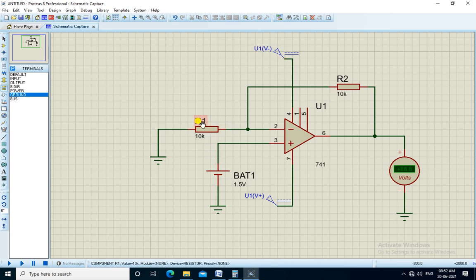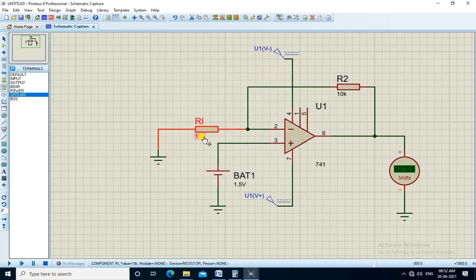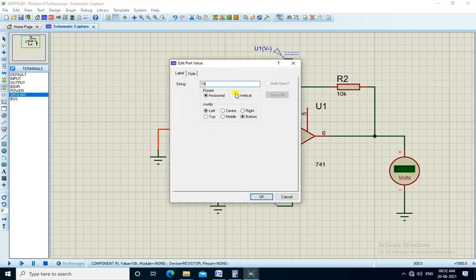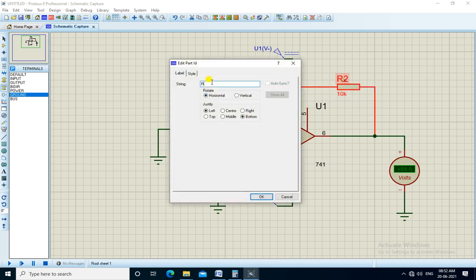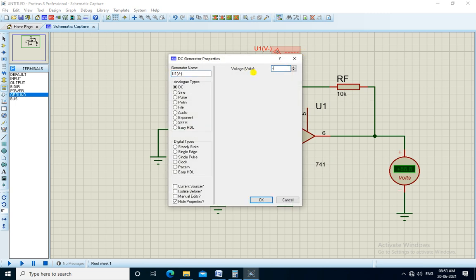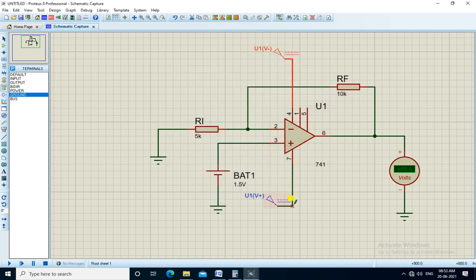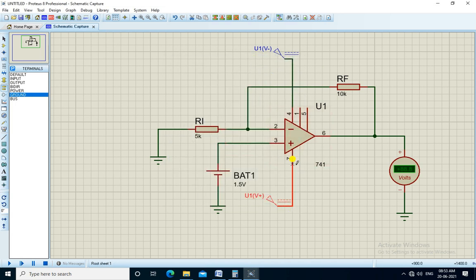I will change the name of this resistor to Ri and change the value of Ri to 5k. Name of this resistor to RF here and its value is 10k. We set the minus VEE supply to minus 9 volt, which is applied to pin number 4, and plus VCC supply to 9 volt, which is applied to pin number 7.